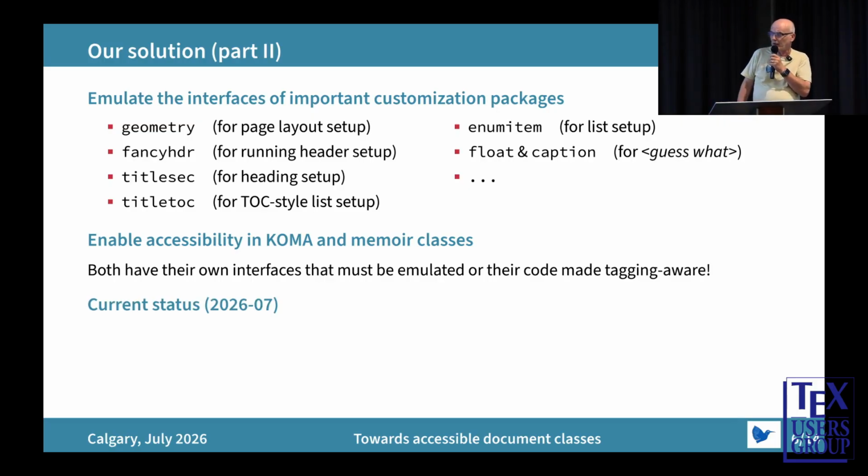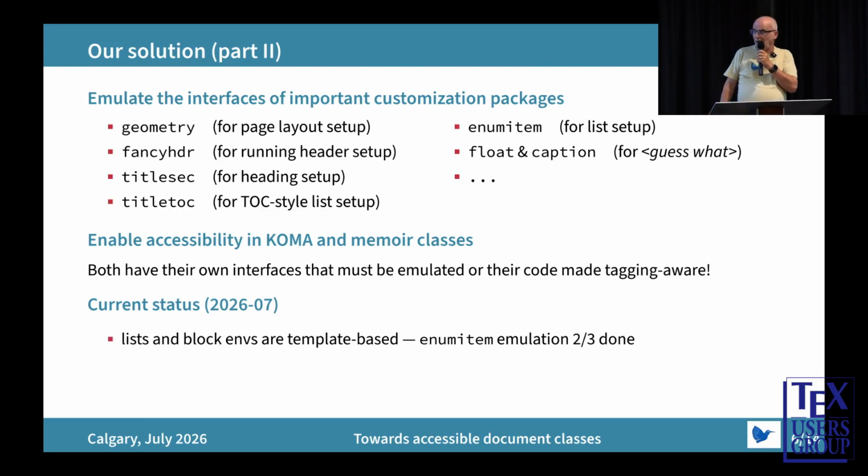So the current status of all this is, well, out of the 10 big blocks that I listed earlier, the list and the block environments like center, quote, whatever you have in list environments and so on, they are all template based and automatically producing tagging aware results. The enumitem package is emulated, I would say, to something like 2.